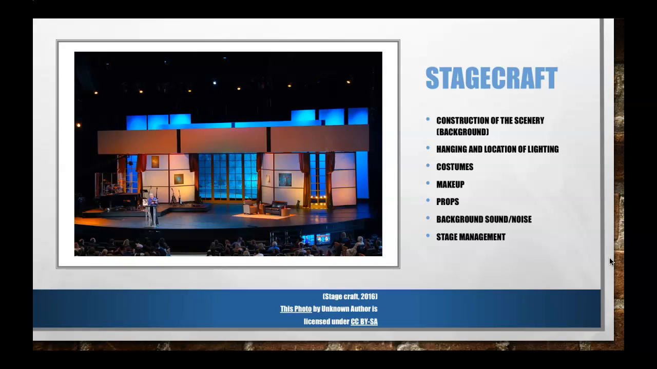So what is stagecraft? Stagecraft is a construction of the scenery, or the background, hanging and location of lighting, costumes, makeup, props, background sound and noise, and stage management. If you look at this picture on the left, you can see that there's background sound or noise by the instruments and the music on the left, the different types of lighting, and the background.